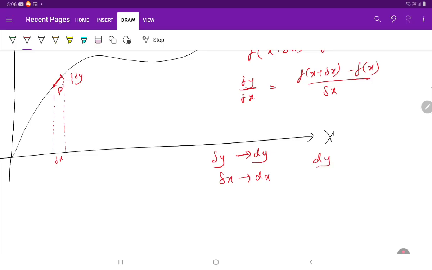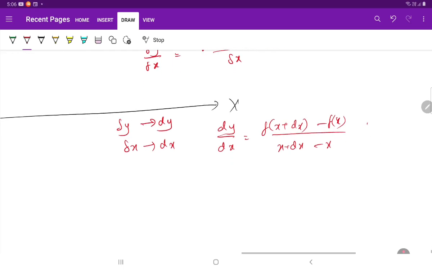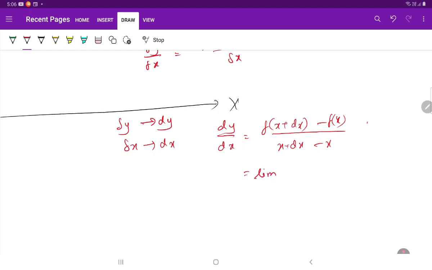So what I'll write is dy by dx is equal to f of x plus dx minus f of x by x plus dx minus x, which will be a limit. We also represent it like this: limit t tends to x of f of t minus f of x by t minus x. This is also written as f dash x, that is the derivative of the function at some point. Sorry, it will be at x because we are taking the point to be x.